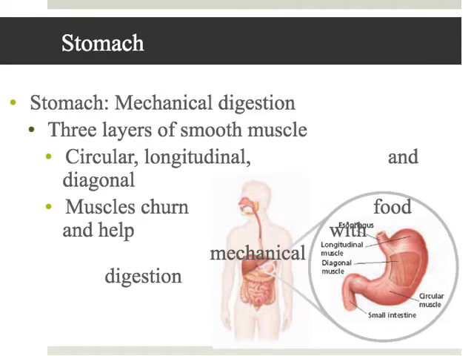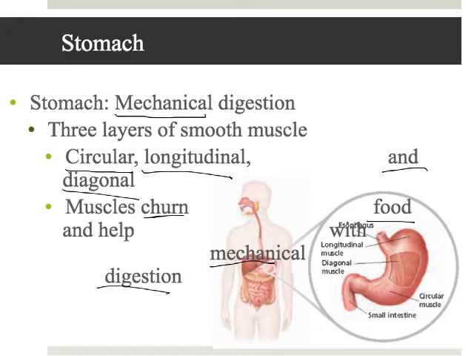Okay, so let's talk about the mechanical digestion first. So first, the stomach is literally going to churn the food. That means it's going to mix it up. Okay, and that's going to help break it down mechanically more. So just like the esophagus, it has multiple layers of smooth muscle. It has circular smooth muscles, longitudinal and diagonal. And these muscles alternatingly contract to help churn or mix up the food. And this helps with mechanical digestion. And again, I'm sorry the spacing got all wonky with this. So it should say circular, longitudinal, and diagonal muscles churn food and help mechanical digestion.